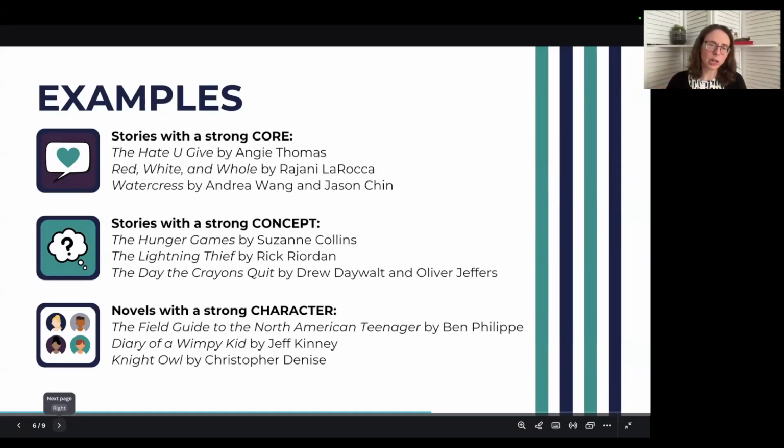And then for a picture book, you might think of Watercress by Andrea Wang and Jason Chin. This is a gorgeous picture book that won the Caldecott several years ago.